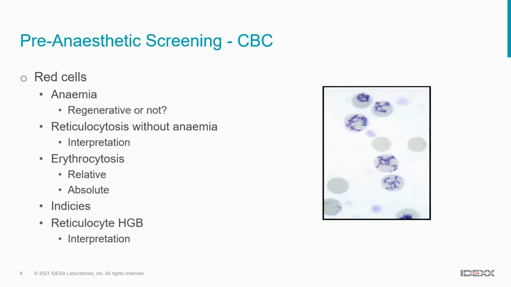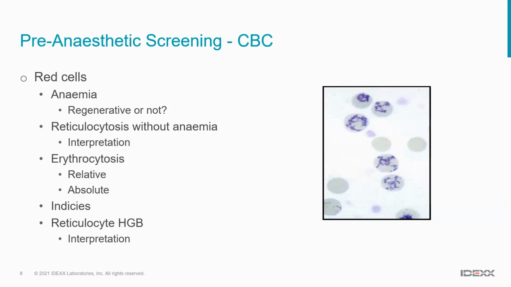We get the indices when we're looking at a CBC. So are they microcytic or macrocytic? Is there hypochromasia? If we've got a macrocytic hypochromic anemia, more likely regenerative. Things like iron deficiency, we might see microcytosis and hypochromasia. An increased red cell distribution width may suggest that we could have a regenerative response. Retics are going to be more accurate with that, but still some useful information with those indices.